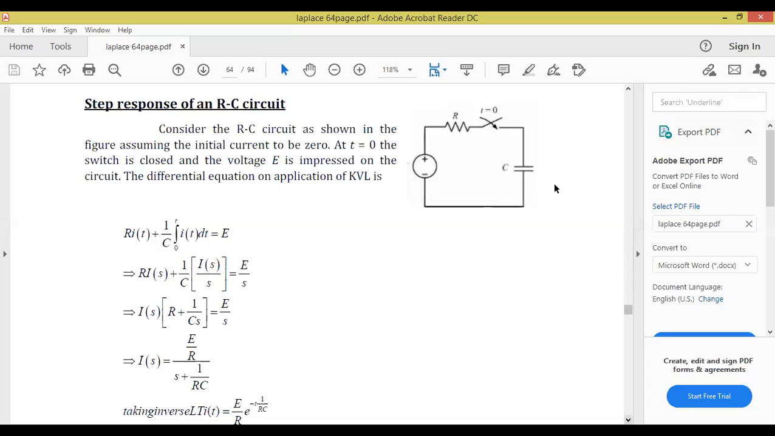So what we have to do? In the examination, they will ask you to explain the step response of an RC circuit. So you must draw the circuit here as it is.